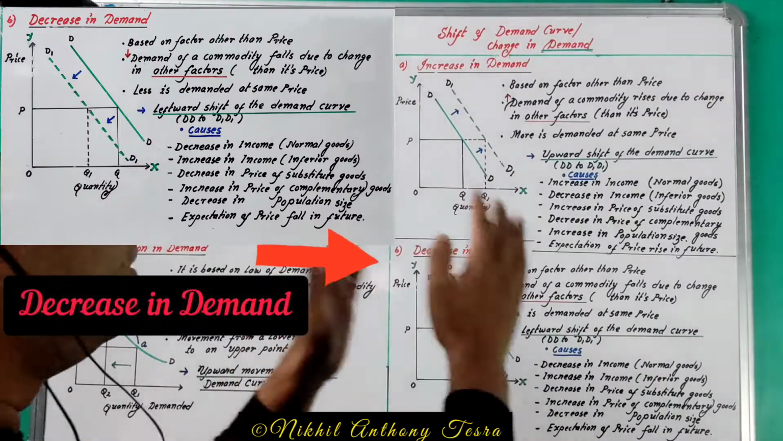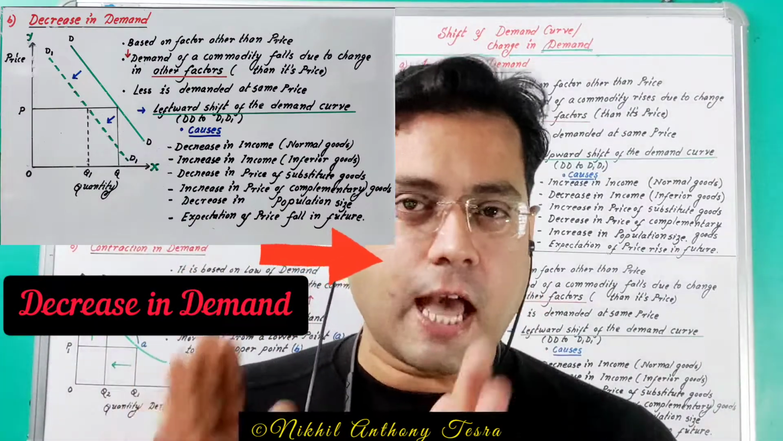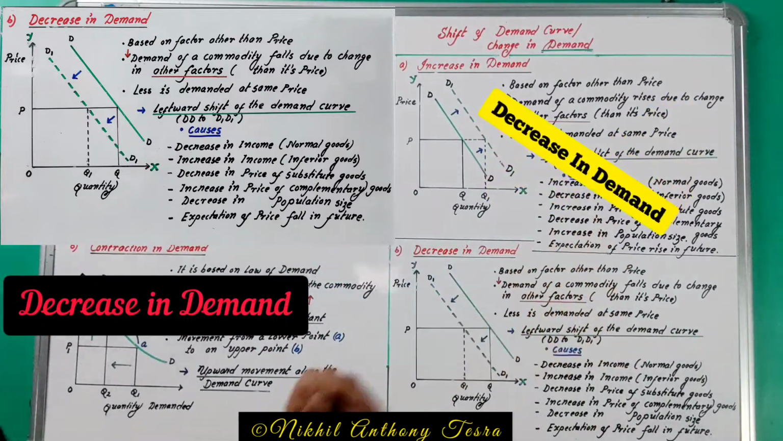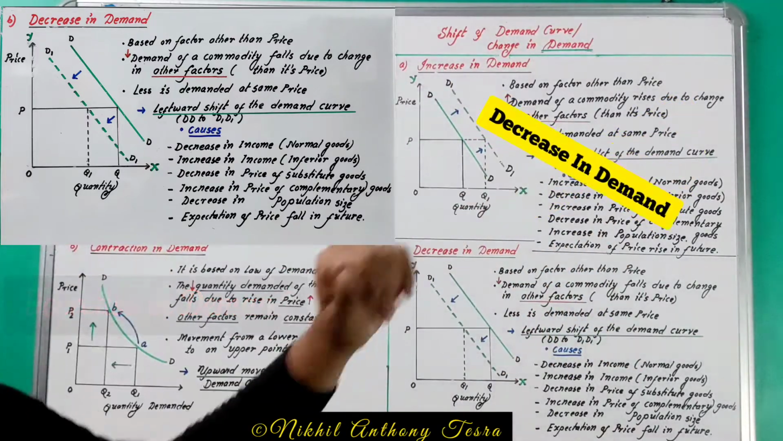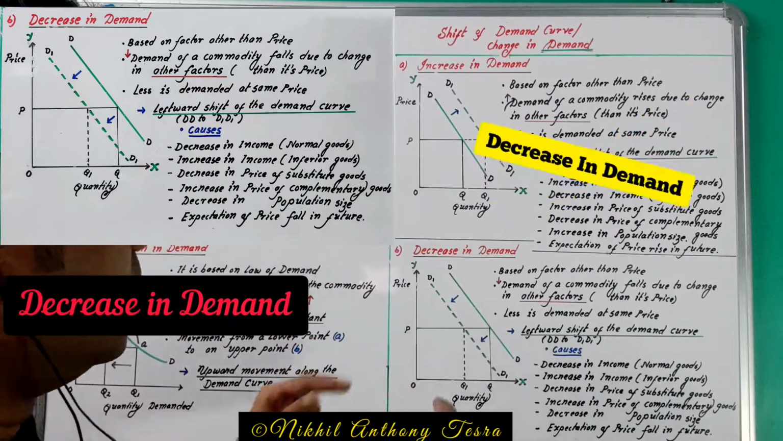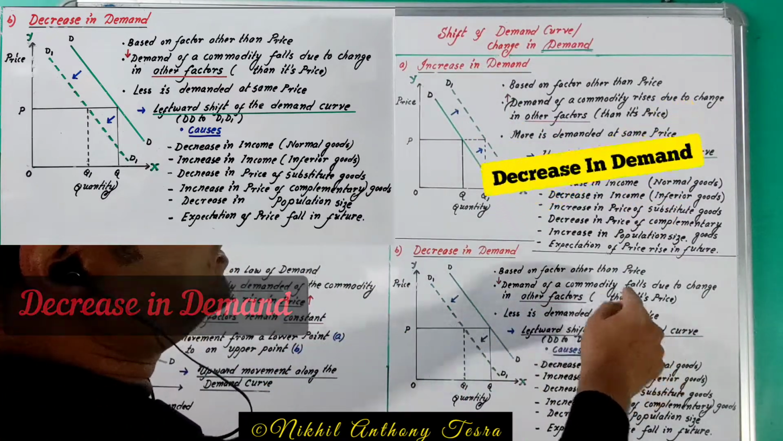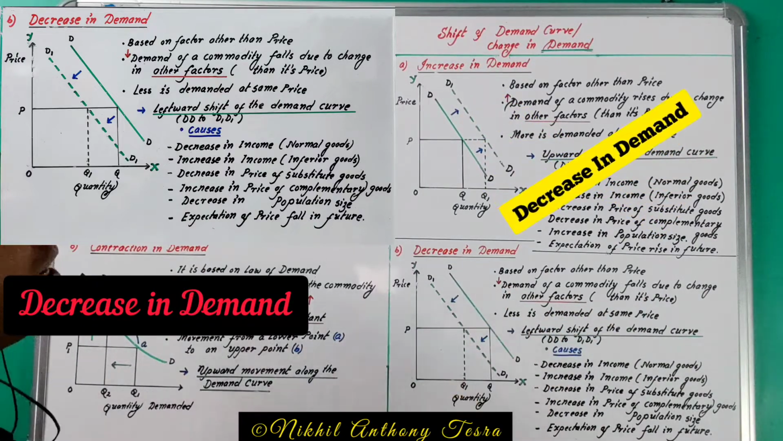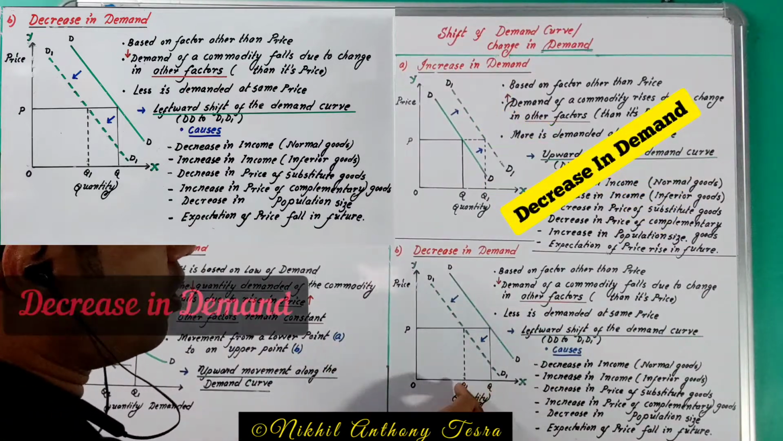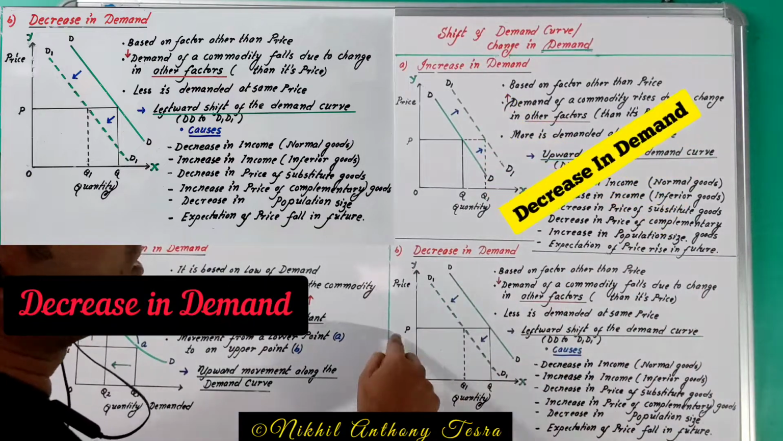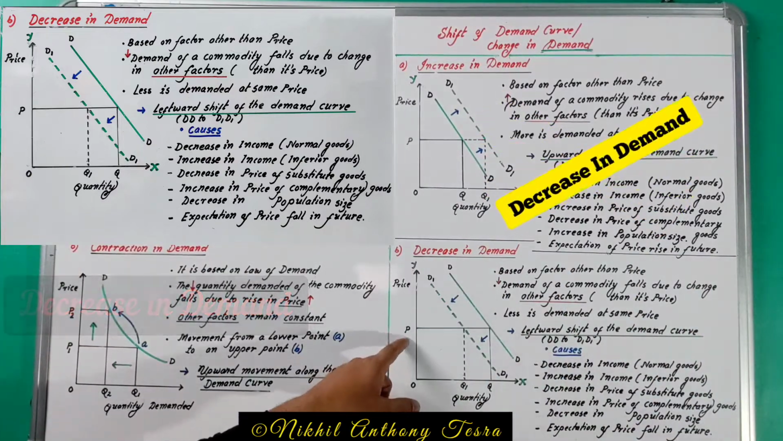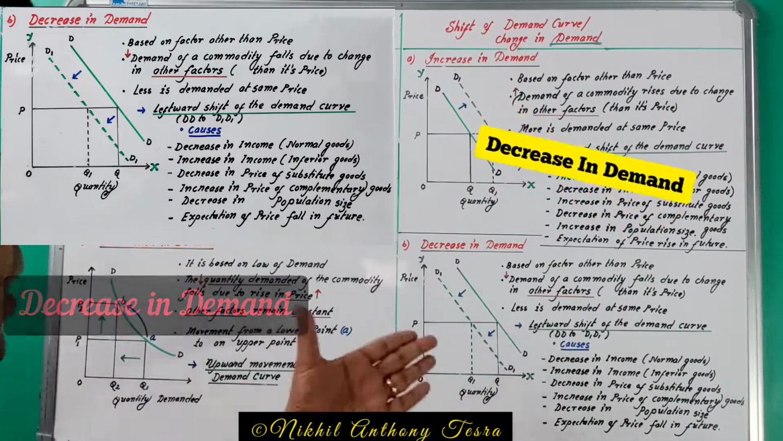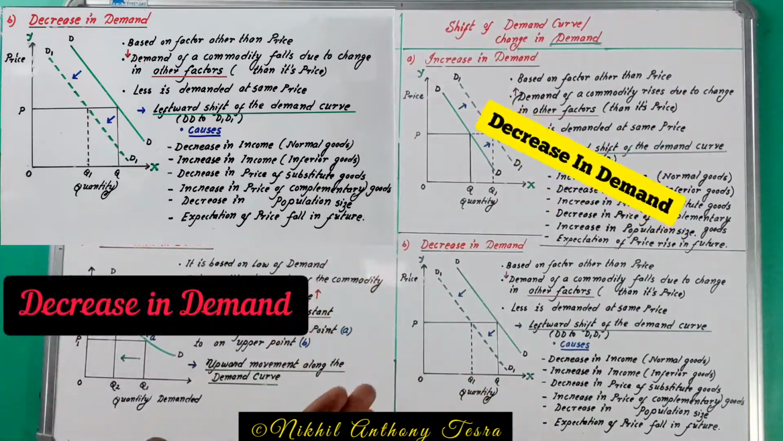Okay friends, now here also law of demand is not applicable. In this particular case, this is based on factors other than price, like the previous one, that is increase in demand. Now in this case, demand of the commodity falls due to change in factors other than its price. Here friends, check it across. Quantity demanded falls due to change in other factors, not due to change in price. Price is fixed. In the above diagram, on the x-axis we are showing quantity demanded, and on the y-axis we are showing price.